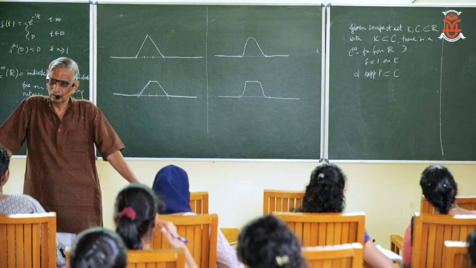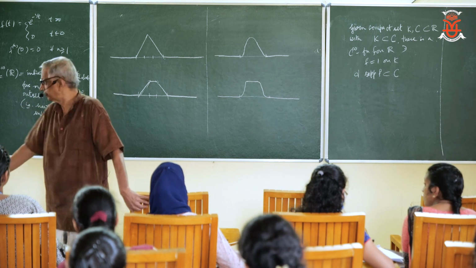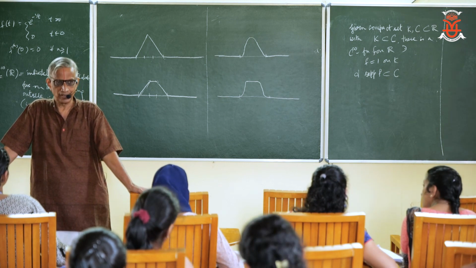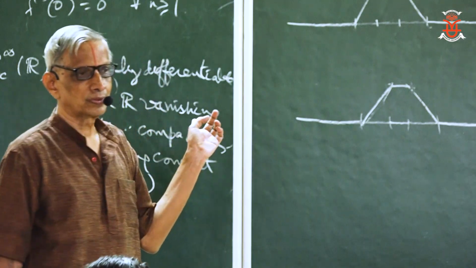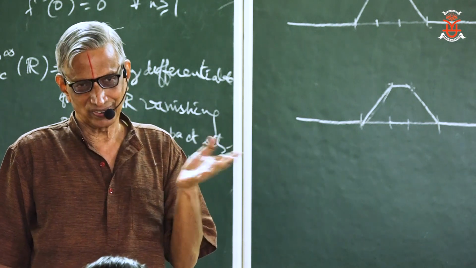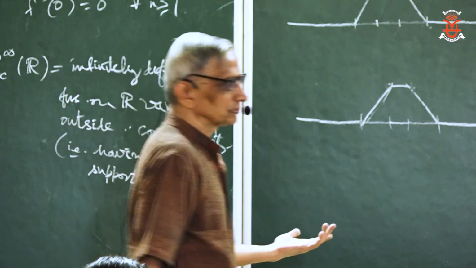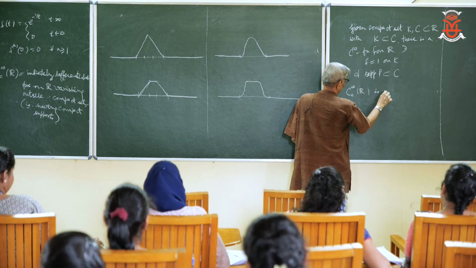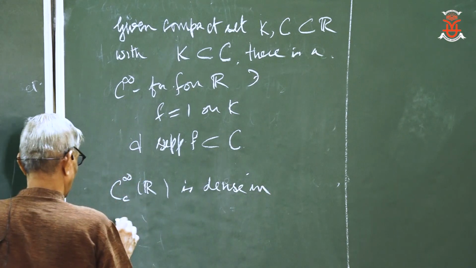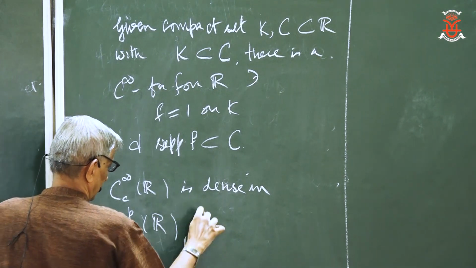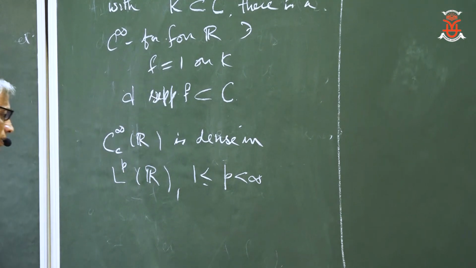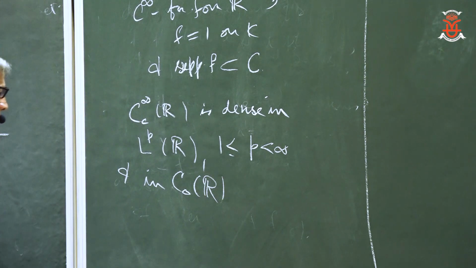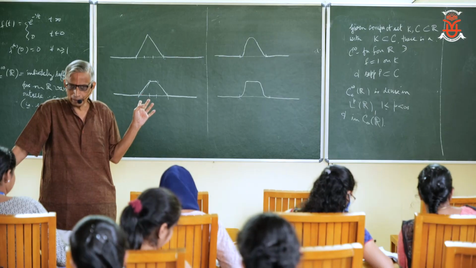That's what this means. So there are lots and lots of functions which vanish outside a compact set and are infinitely differentiable. In the case of R, it's a dense subspace of many function spaces, on LP for example. C_c infinity of R is dense in L^p(R). Have you heard of L^p R?